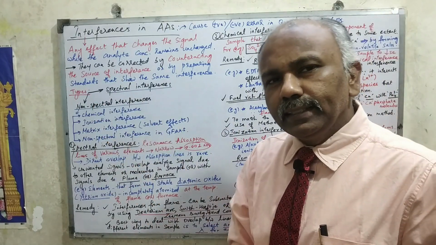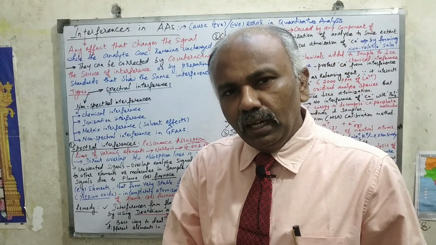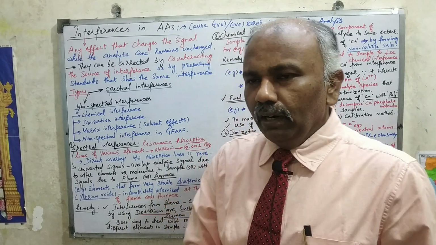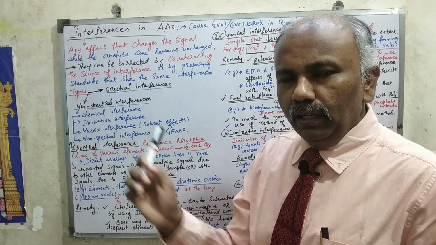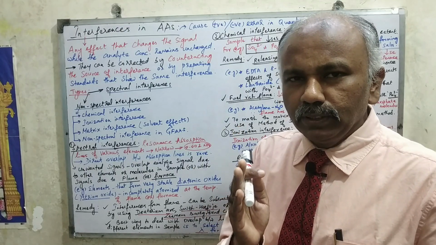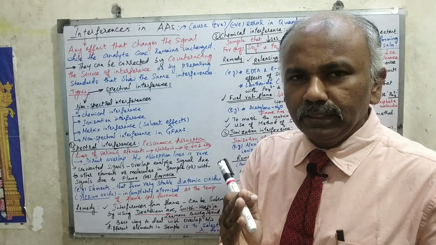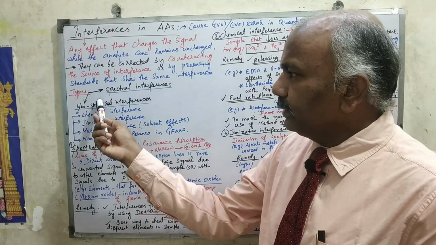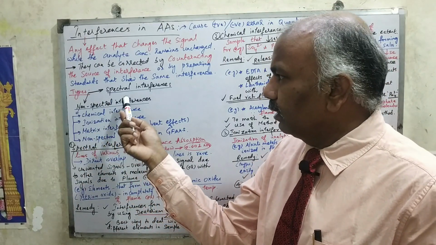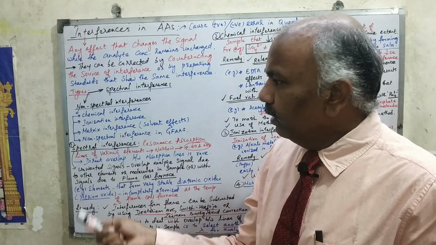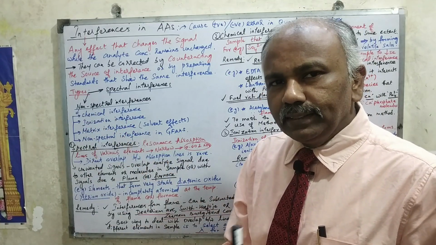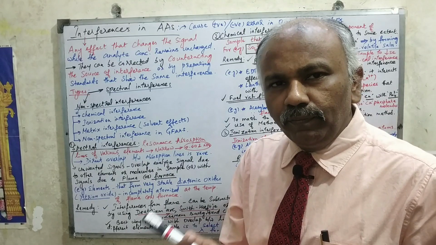What are the various types of interferences we face in atomic absorption spectrometry? There are two types of interferences. Whenever you conduct any atomic absorption spectrometer experiment, either with a flame atomizer or a graphite furnace, we face two types of interferences. One is called spectral interference and the other is called non-spectral interference. Non-spectral interference again can be classified into four different types.